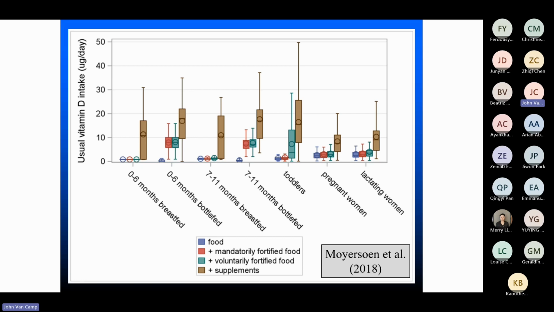And you have 4 colors of the bar graphs, which correspond to the 4 targets that we discussed before. So the first one is the food, then the mandatory fortified foods, the voluntary fortified foods, and the supplements. So if we take the first one, on the y-axis you can see the vitamin D intake in micrograms per day. We need between 10 and 15 micrograms per day, I already explained.